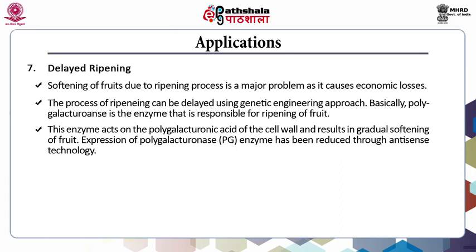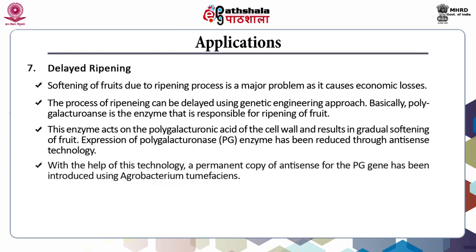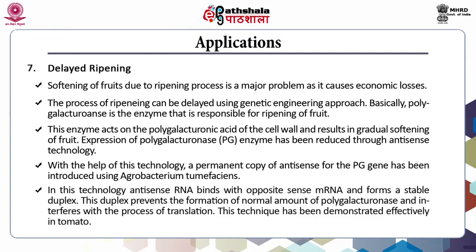Expression of the polygalacturonase enzyme has been reduced via antisense technology. With the help of this technology, a permanent copy of antisense for the PG gene has been introduced using Agrobacterium tumefaciens. In this technology, antisense RNA binds with the complementary sense mRNA and forms a stable duplex. This duplex prevents the formation of the normal amount of polygalacturonase and interferes with the process of translation. This technique has been demonstrated effectively in tomato.